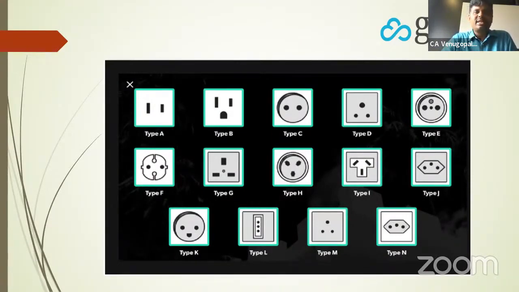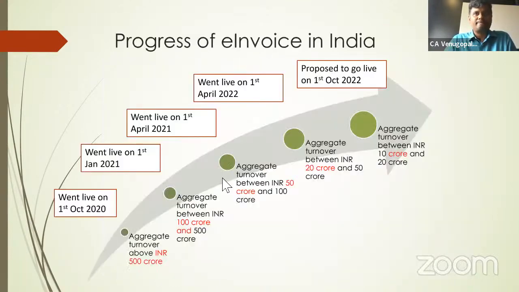Like what you are seeing is different types of sockets. Today you have, say, an iPhone, and the iPhone charger doesn't fit a C-type pin. Like that, there are multiple, each type has its own type of pin and plug. This is being eliminated by the introduction of e-invoice, and that is what we are aiming at.